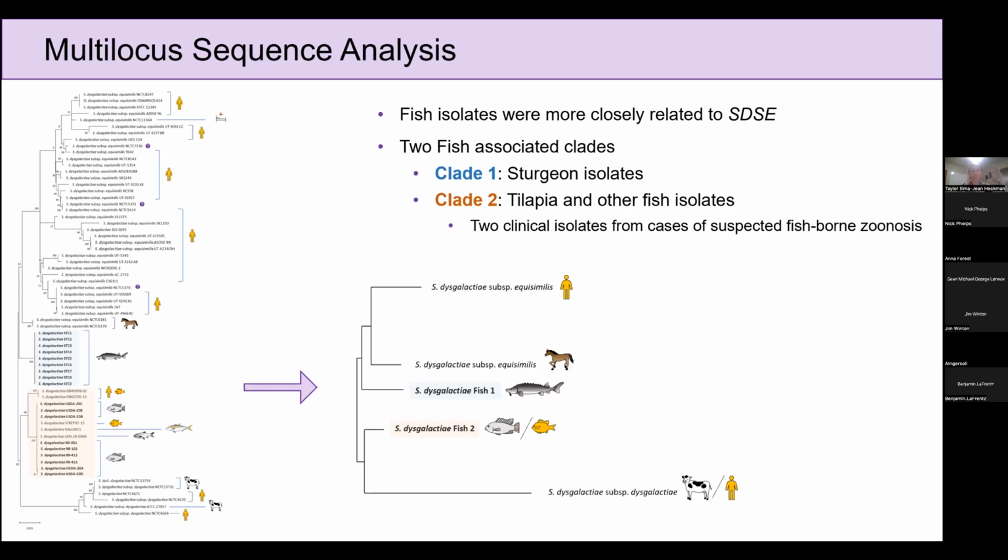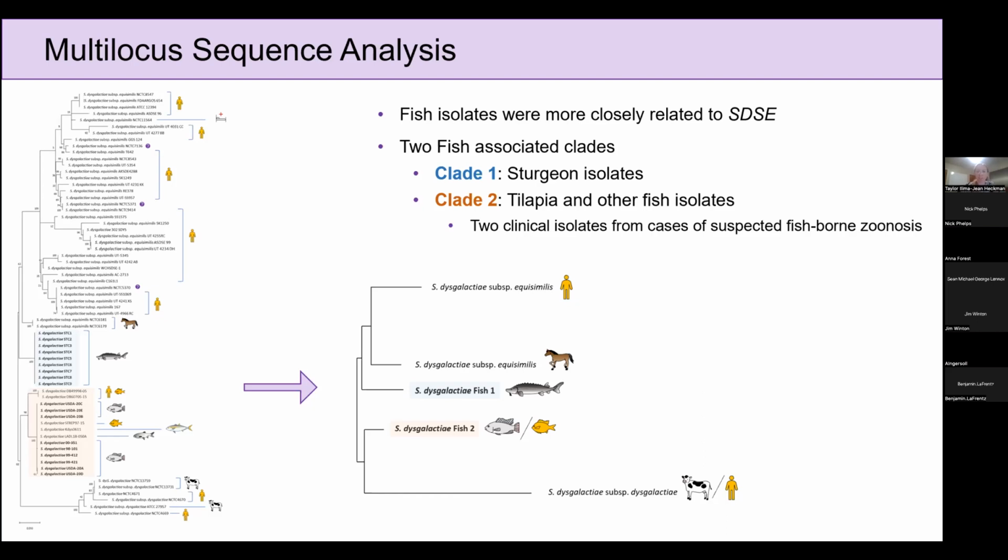Our sturgeon isolates form their own distinct clade with each other. And then our fish isolates, both from tilapia and all of the referenced fish strains available on NCBI, group together in a second distinct clade, along with 2 human isolates that are from cases of suspected zoonosis from interacting with fish. So I'm still calling them fish associated because the origin of the isolates was likely from fish.